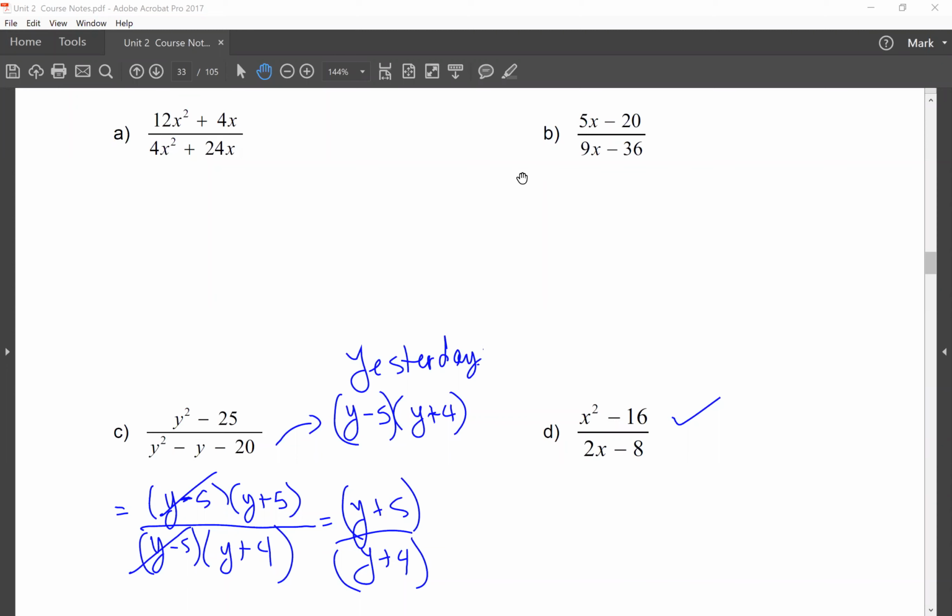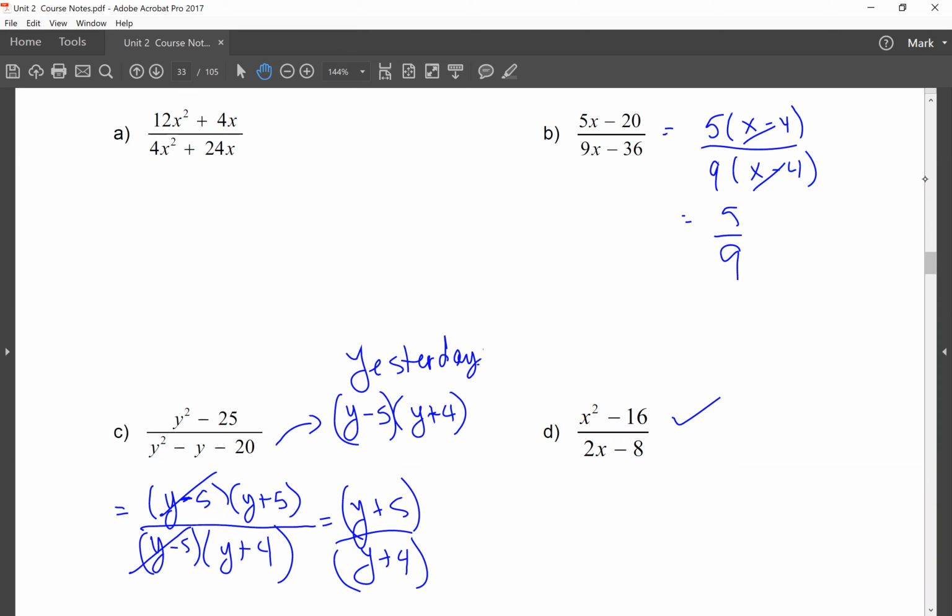Actually, for example, we could do question B really quick here. Try and factor anything you can out of that. So I could remove a 5 from the top, and I could remove a 9 from the bottom. And that would just be 5 over 9. Pretty easy.